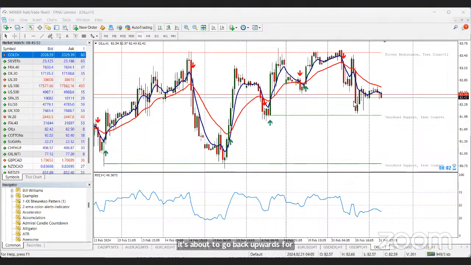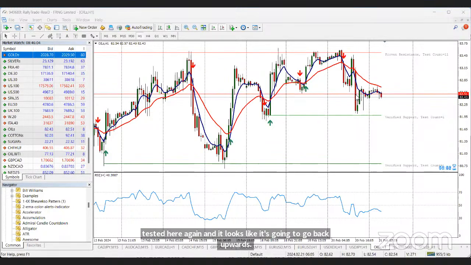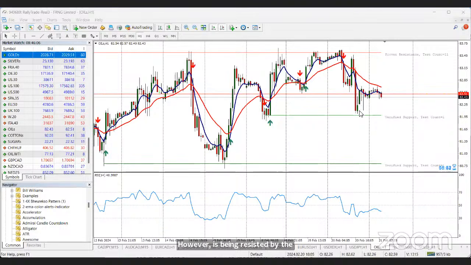So for me, I'm going to see that this is a verified support, which it has tested here previously, went up, tested here again, and it looks like it's going to go back upwards. However, it's being resisted by the moving average as well. So for intraday trading, I'm going to be giving a buy preference.